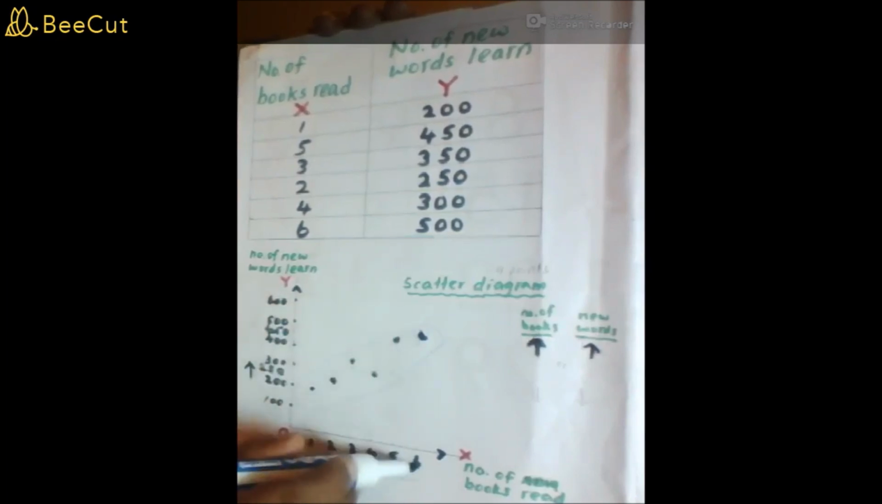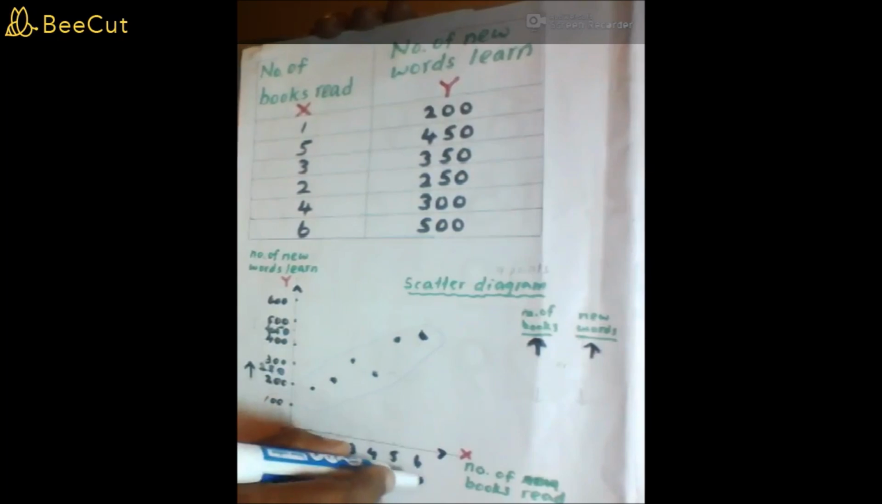Now you are going to decrease it. Now you are going to read only 5 books. You decrease.